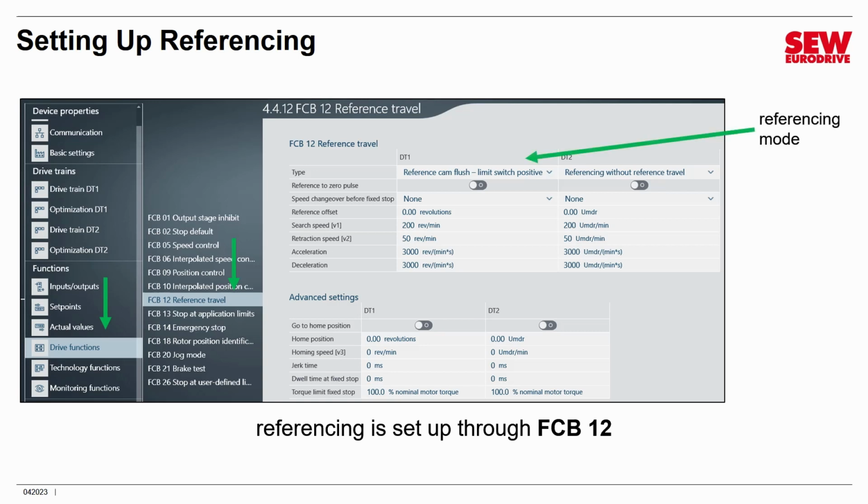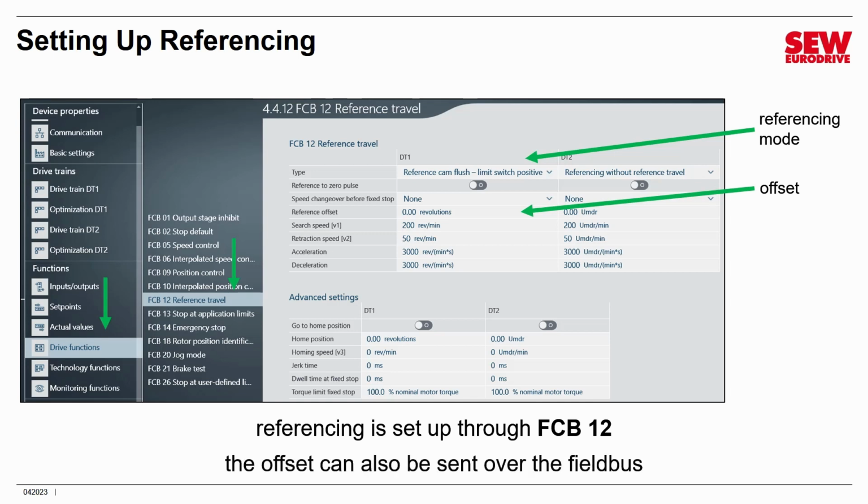First of all, you set the referencing mode or type right here. There's a pull-down list, and you'll find everything I've just talked about. You will find the offset right here. By default, it's usually 0, but you can set it to whatever you like. You can also send the offset over the field bus if you're doing field bus communications. That is another option that's available.